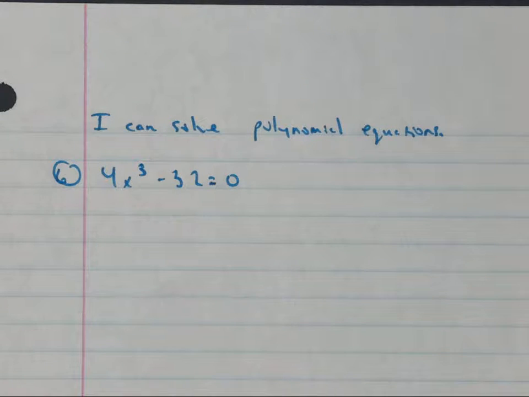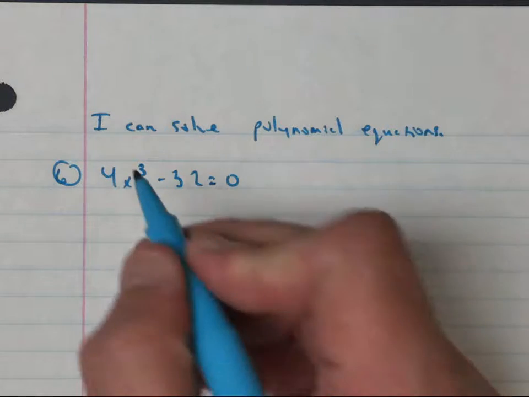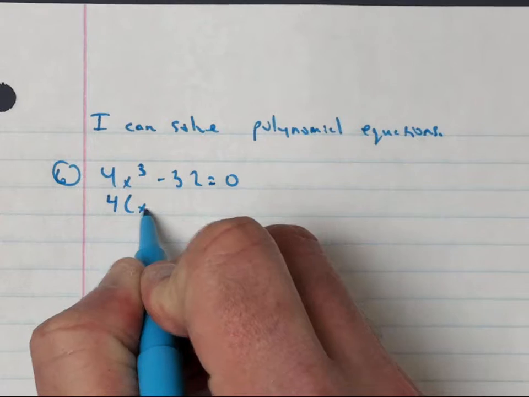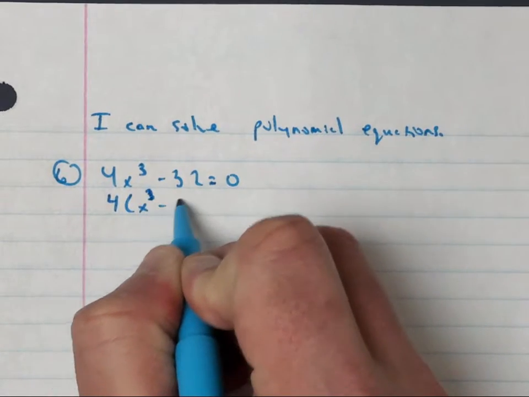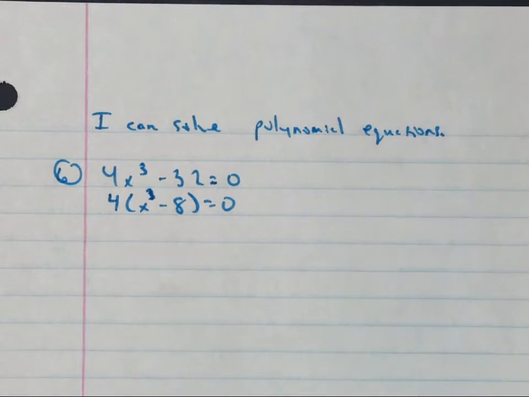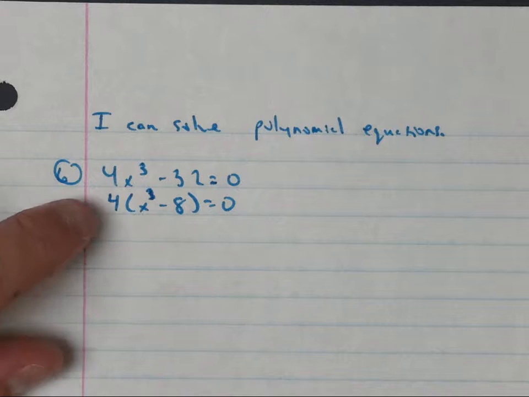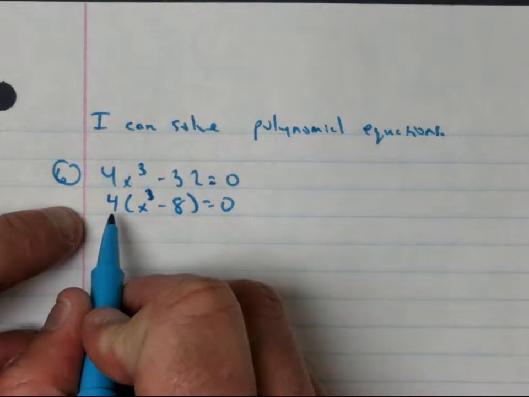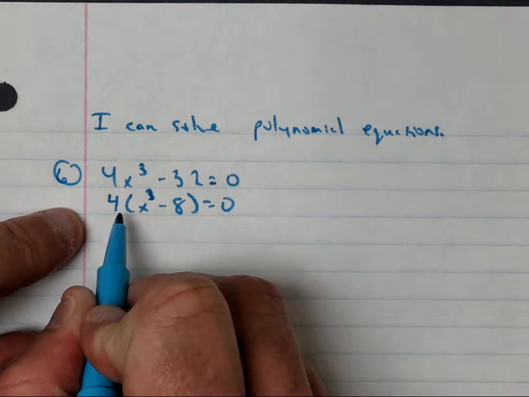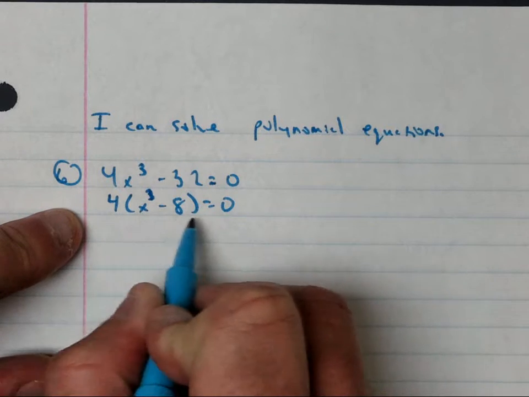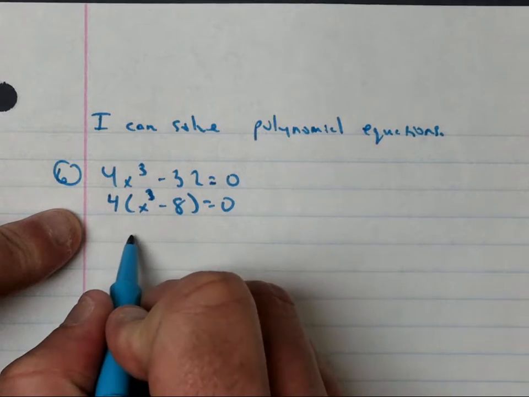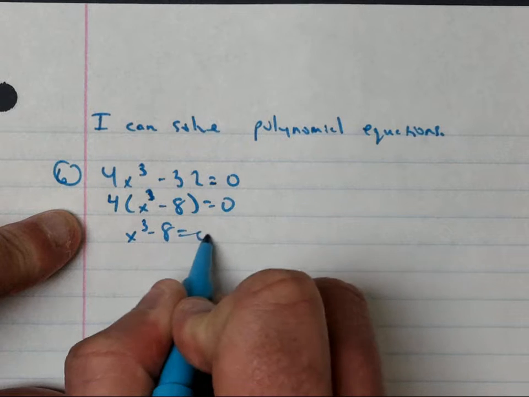Is it difference of squares? No. Is it bust them up? No. Easy? No. Grouping? No. So my last resort is GCF. So I'm going to take a 4 out. Once I take this 4 out, I'm left with x cubed minus 8 in the parentheses. I do not have to worry about this 4 necessarily because there's not a variable with the 4. So I'm just going to set this part in parentheses equal to 0.